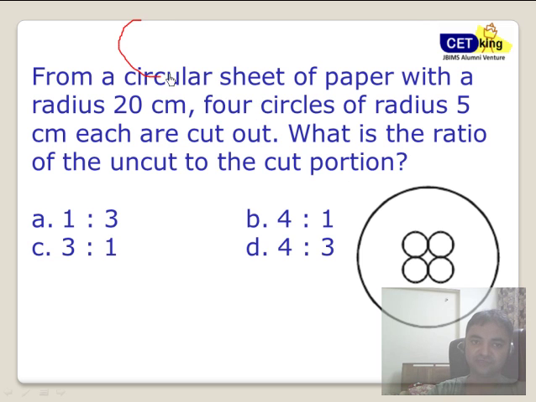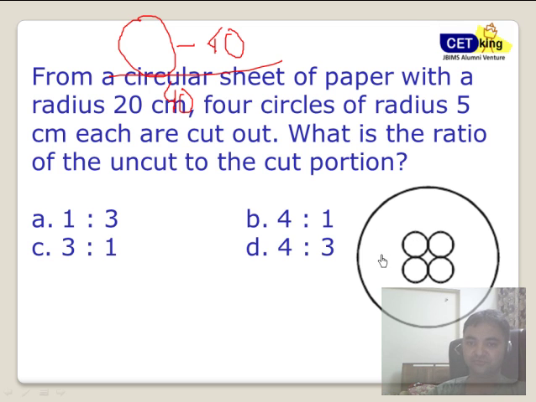Now the ideal way to solve this question is to find the bigger circle minus 4 times the small circle, which will give you the unshaded portion. Then divide by the 4 small circles to get the ratio of the uncut to cut. This is my actual question. Now 2 pi r, I know the area formula is pi r square, sorry. So I can use the formulas and solve this question.